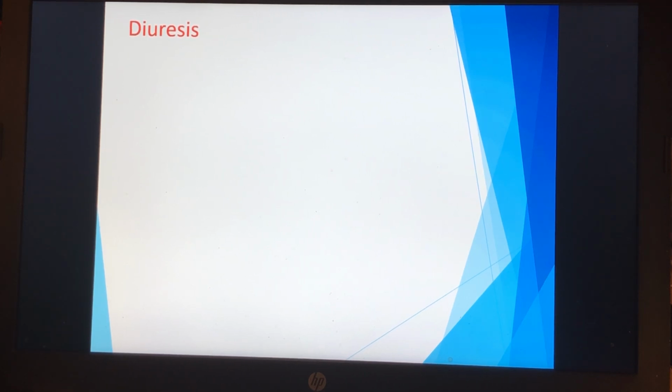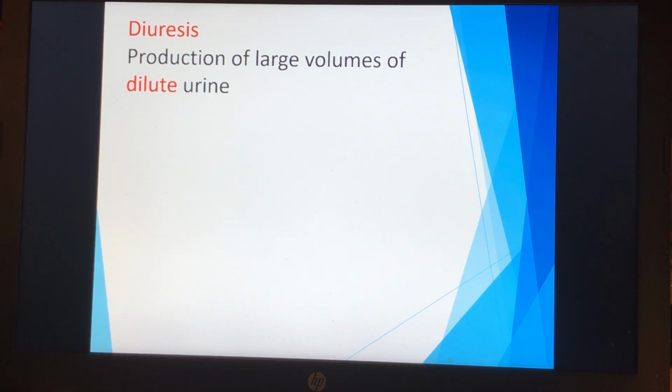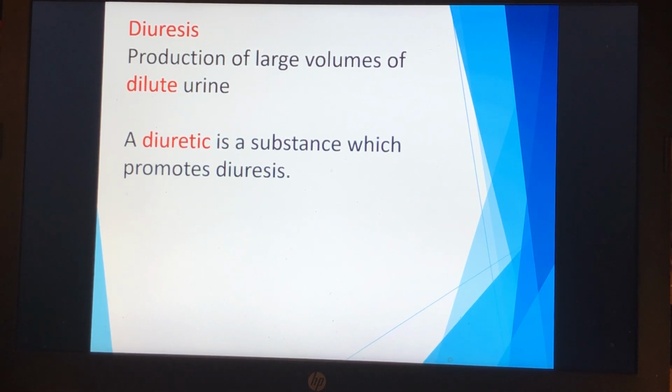And to do that, we're going to learn about a hormone, but to understand the hormone, we're going to learn a couple of new words here. So diuresis is a medical term, and it's used when someone is producing large volumes of dilute urine. So they're running to the toilet a lot and they're producing lots and lots of watery urine.